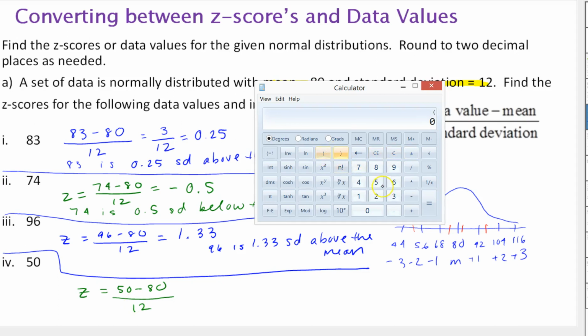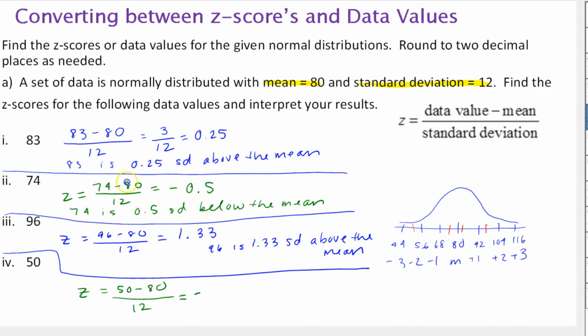And we'll start from the beginning. 50 minus 80 divided by 12 is -2.5. So 50 is 2.5 standard deviations, since it's negative and it's to the left of the mean, below the mean.